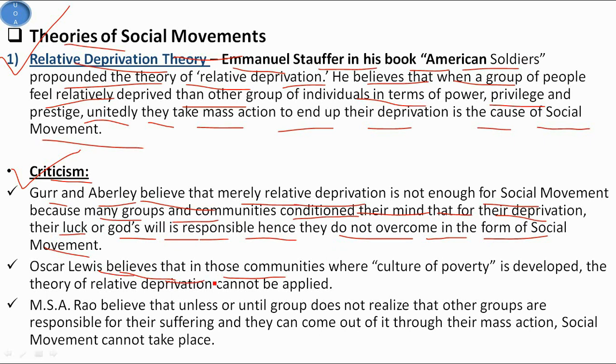Oscar Lewis believes that in those communities where a culture of poverty is developed, the theory of relative deprivation cannot be applied. Then M.S.A. Rao believes that unless a group realizes that other groups are responsible for their suffering and that they can come out of it through their mass actions, social movement cannot take place.